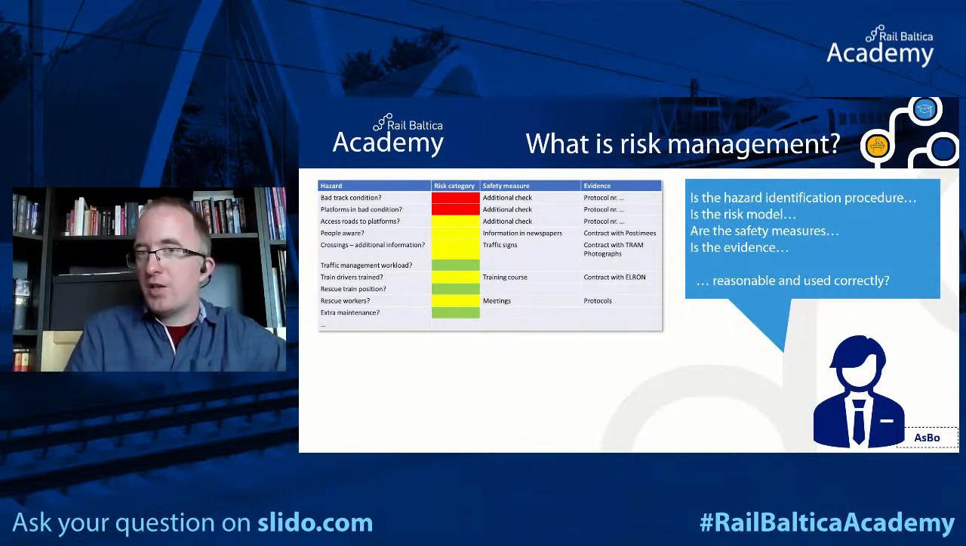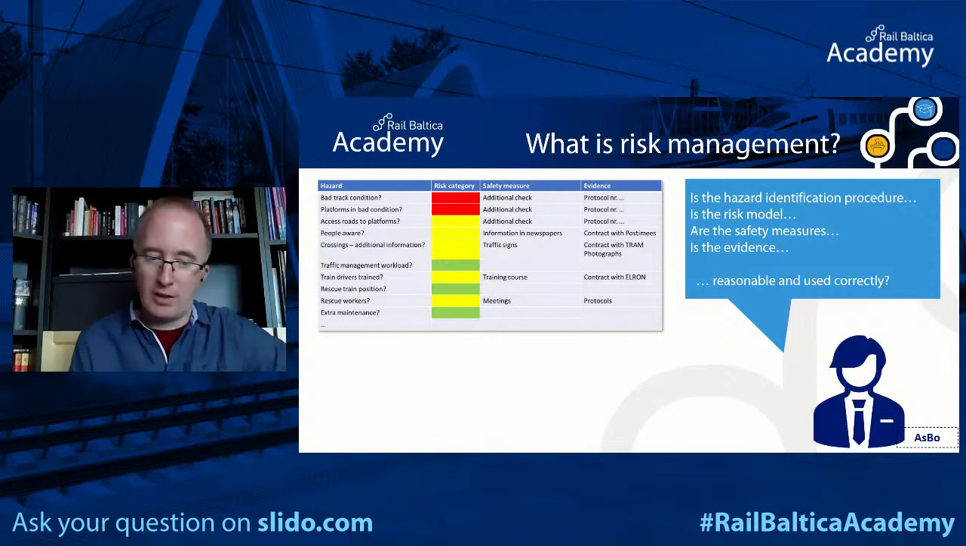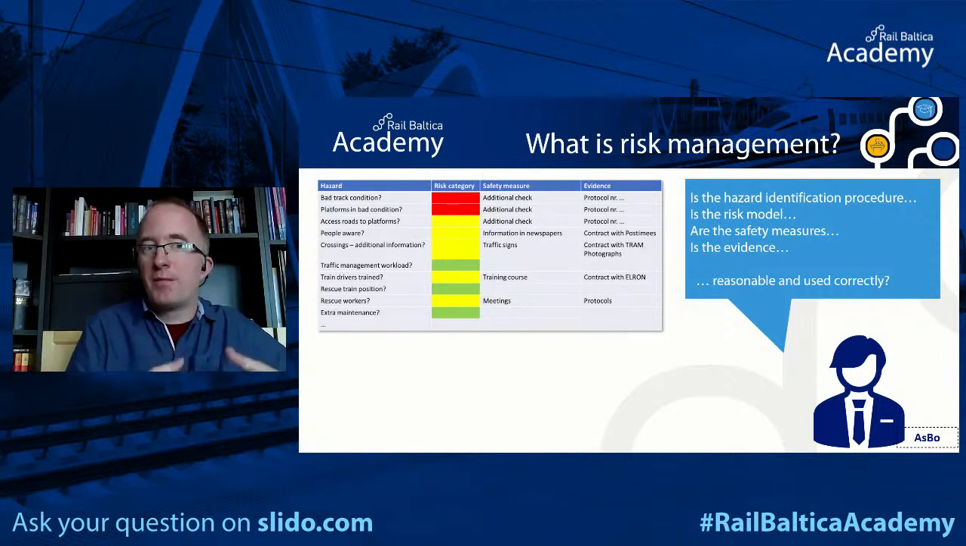Then, is the risk model reasonable and used correctly? Again, it can happen that it is not really correlated with the type of hazards we have. And all the hazards then have green risk, and we are not required to do anything. It shouldn't be like that. Are the safety measures reasonable and used correctly? Are the additional checks really in line with the hazards? It is possible that the safety measures will really change the risk of a particular hazard.